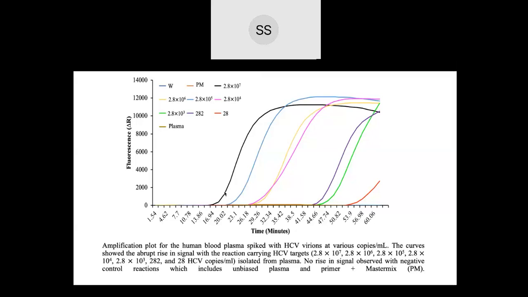Once the target was eluted in an elution buffer, it was subjected to the RT-LAMP process in a thermocycler. Amplification was observed in the reactions containing different concentrations of the target eluted from plasma initially containing hepatitis C virus particles, and no amplification was observed in unspiked plasma, which does not contain any hepatitis virus particles. At the same time, no amplification was observed in the no-primer master mix reaction.